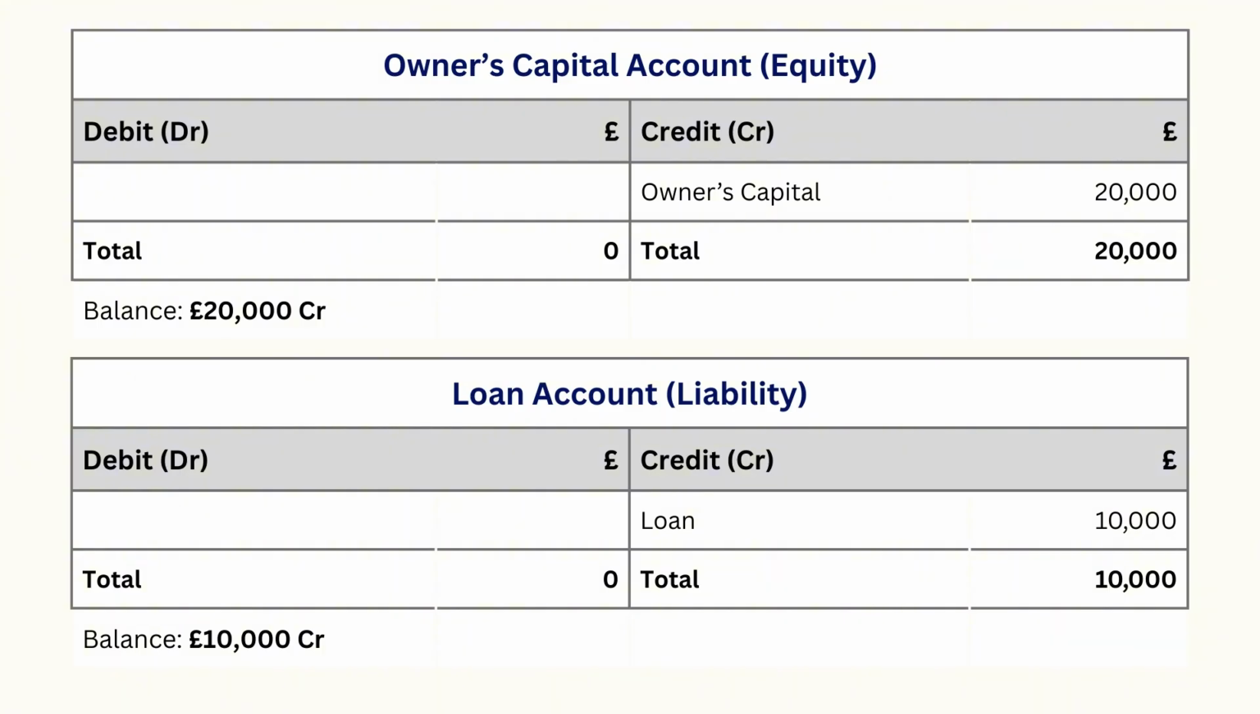Notice that each account only has one entry, so we don't need balance carried down or brought down. The closing balance is simply the entry itself. Capital has a £20,000 credit balance, and loan has a £10,000 credit balance. These balances will go into the trial balance on the credit side.